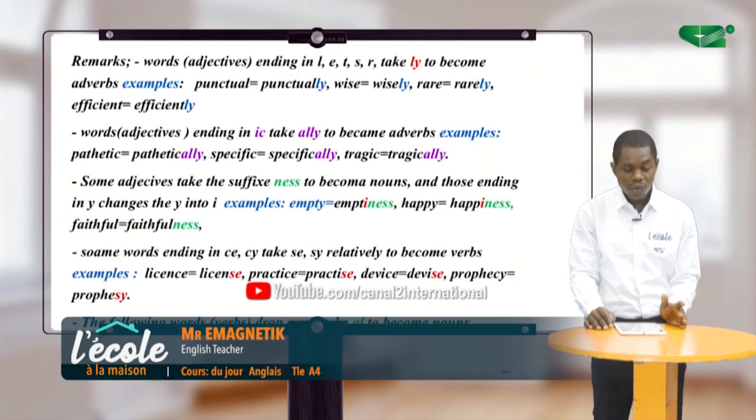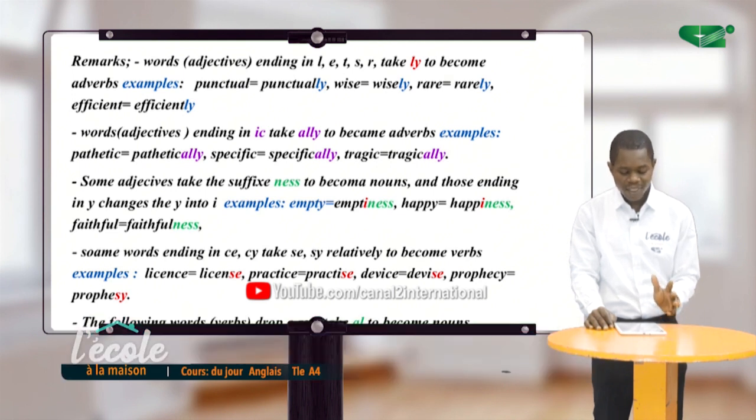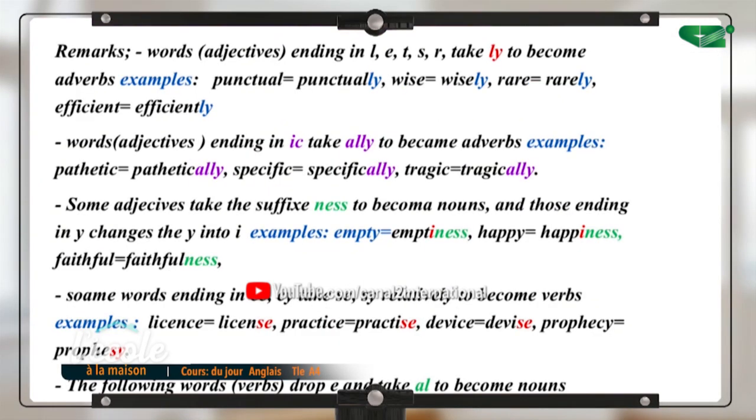Remarks. Words, adjectives, ending in L, E, T, S, R take ly, that's L-Y, to become adverbs. Examples. Punctual, taken as an adjective, gives you for adverbs punctually. You see, ly has been added at the end because punctual ends in L.